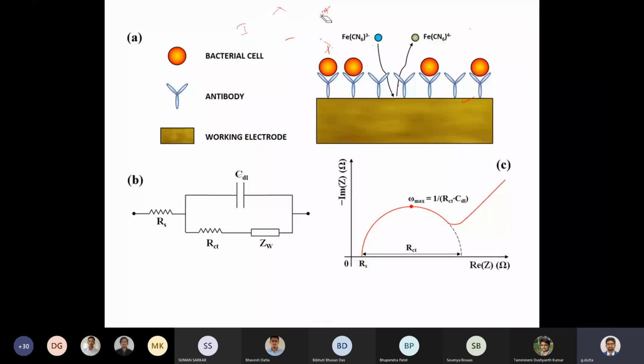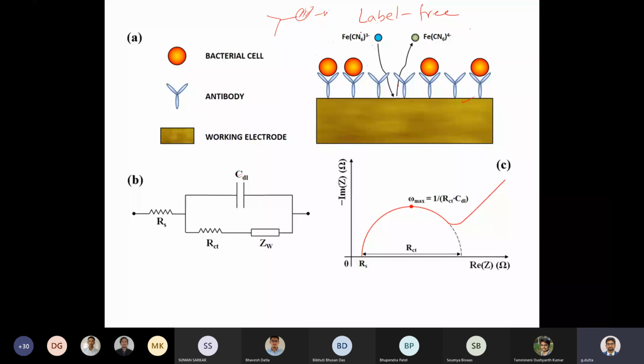This is what we can call a label-free electrochemical measurement. Why am I saying label-free? In the last biosensor, we needed a secondary antibody conjugated with gold. You can see here, that gold is the label, right? But in this case, we are not using a secondary antibody conjugated with gold. So that's why this biosensor is called label-free.